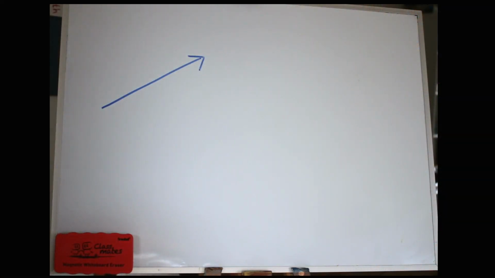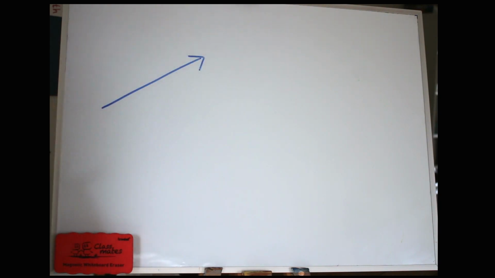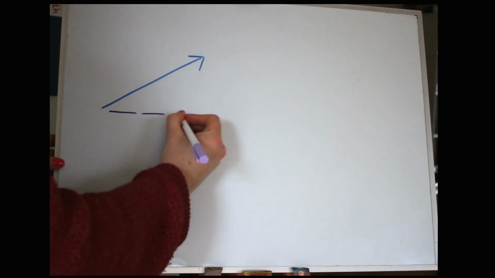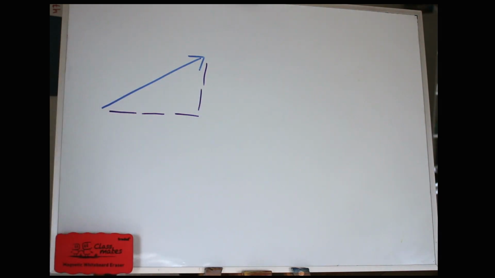So a vector is a quantity that has both a size and a direction. We can represent a vector with an arrow, with the arrow pointing in the direction that it's going. Let's take this vector to start with and say this is going 3 units along and 2 units up, for example.